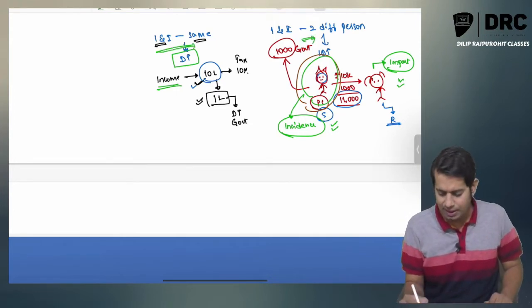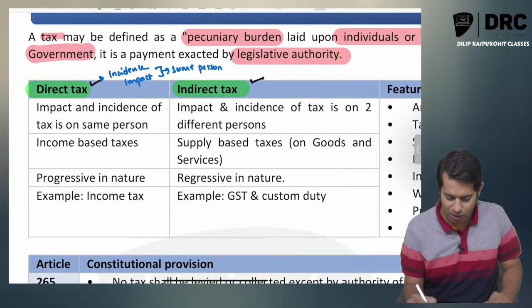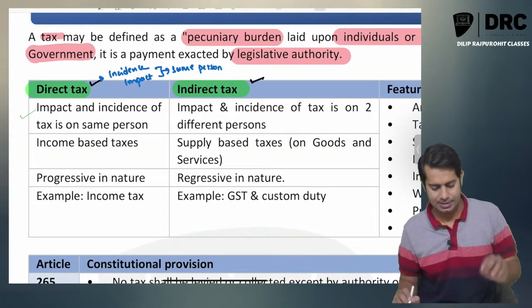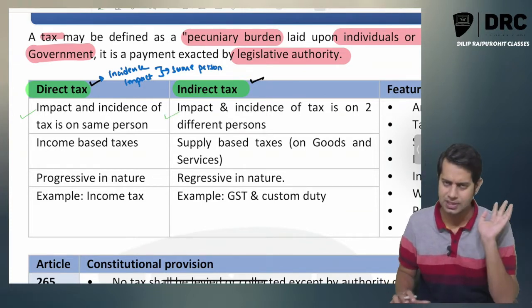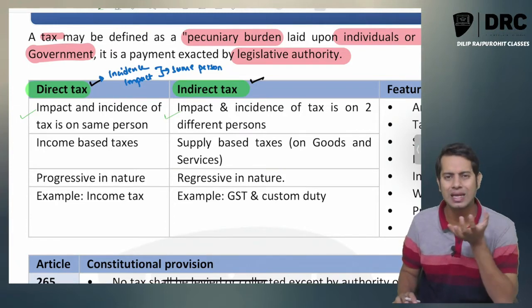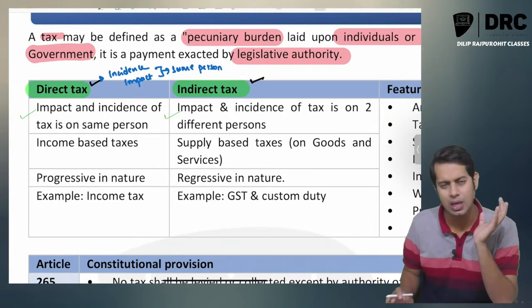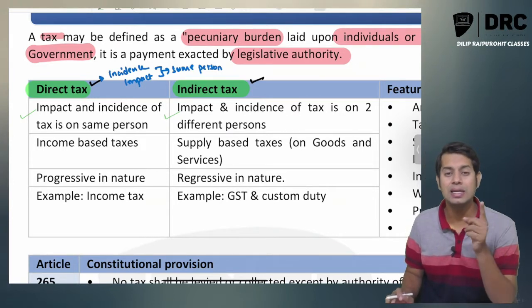So in simple words, that example will help you. In case of direct taxes, incidence and impact are on the same person. In indirect taxes, incidence and impact are on two different persons. Direct taxes are basically income based. If you are earning an income, you have to pay the taxes to the government. Whereas indirect taxes are not income based, they are supply based.